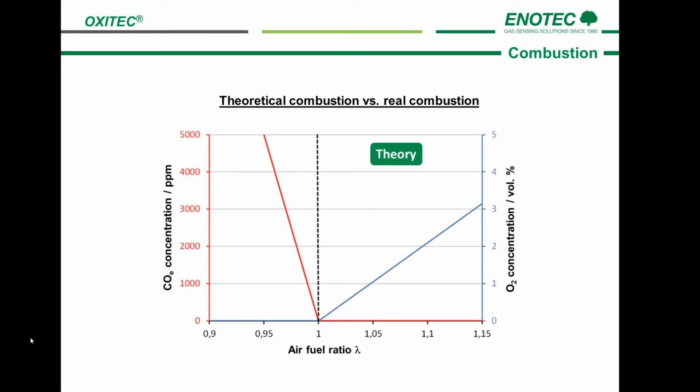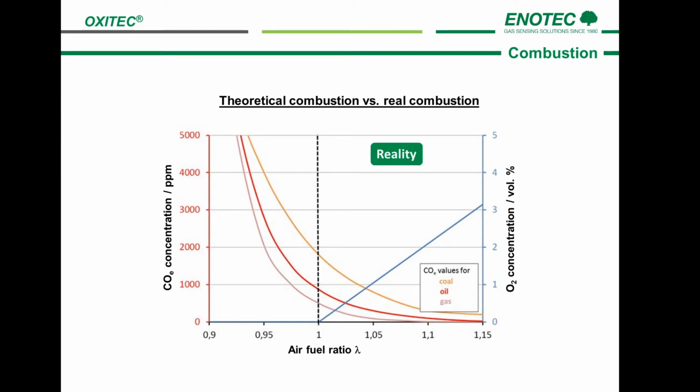In reality, lambda 1 is not possible because air and fuel are not homogeneously mixed. At the point lambda 1, unburnt fuel will be present in the flue. For more efficient combustion of fuel, a small amount of excess air is required after combustion. This graphic shows a theoretical combustion.